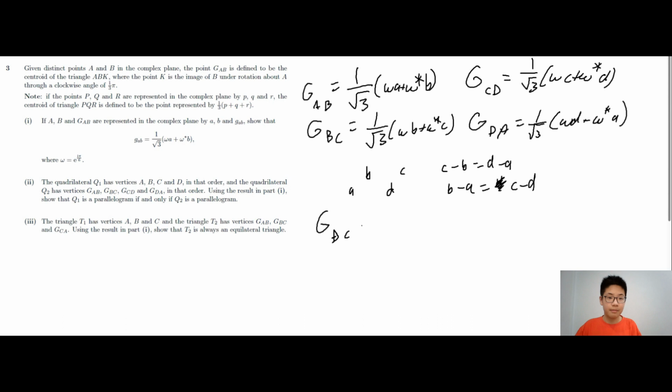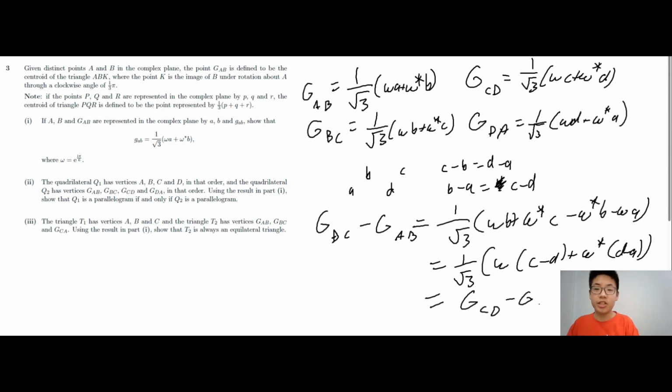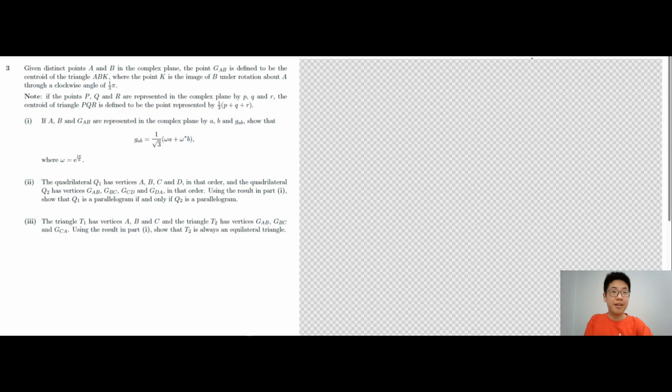GBC minus GAB, it's called, equals 1 over the square root of 3 times omega b plus omega star c minus omega star b minus omega a, which, thanks to the switching identities, as I happily call them, is equal to 1 over the square root of 3 times omega c minus d plus omega star d minus a. Isn't it wonderful? And this exactly equals GCD minus GDA. Perfect. So we have just proved that it is a parallelogram, and one can apply the same argument to the other two sides. But since we have already proved that it's a parallelogram, it's a parallelogram.